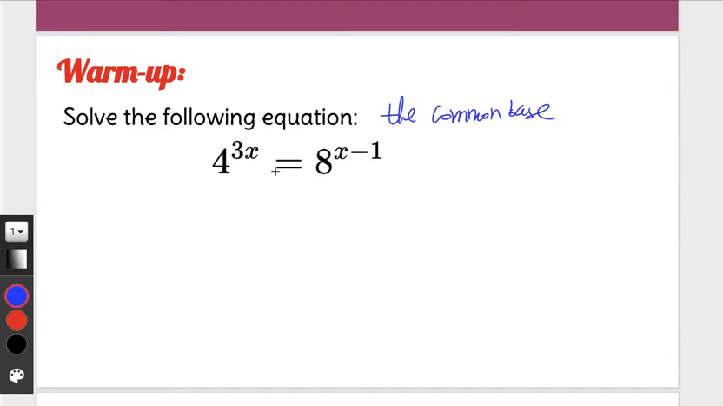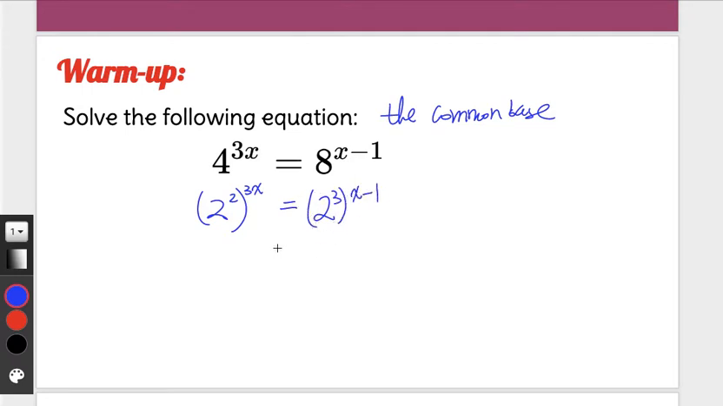So as we know, when we see 4 and 8, it's very easy to link to that number, which is 2, right? So I know 4 is 2 to the second power. So when I rewrite 4, outside part I still have 3x. And for 8, I know the base can be changed to 2 to the third power. Again, it is going to be like this.